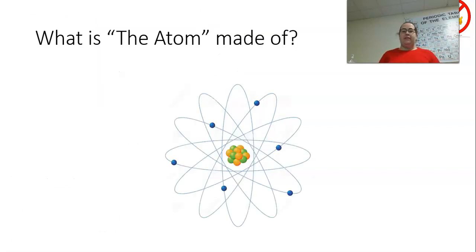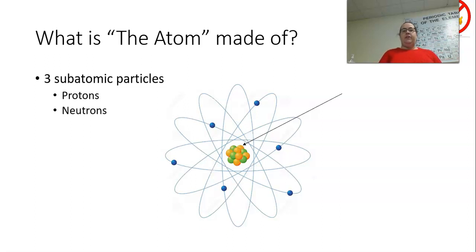So what is an atom made of? Well, there are 3 subatomic particles we're going to look at. You have your proton, you have your neutron, and both of those are found in the nucleus. And you have your electron, and your electrons are the ones that are spinning outside. So we're going to actually look at those right now.